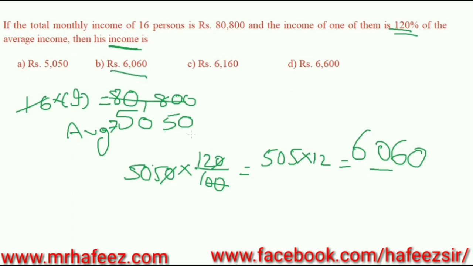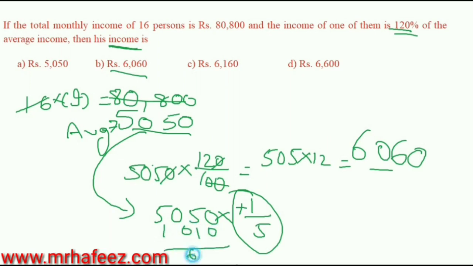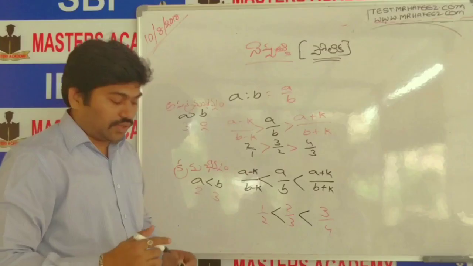Or else, from this step I can even tell: 5050 is the average and 20% is nothing but 1/5. Add 1/5 of it. What is 1/5 of it? It's 1010. So the answer is 6060.